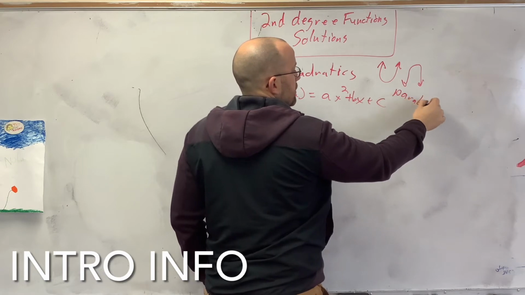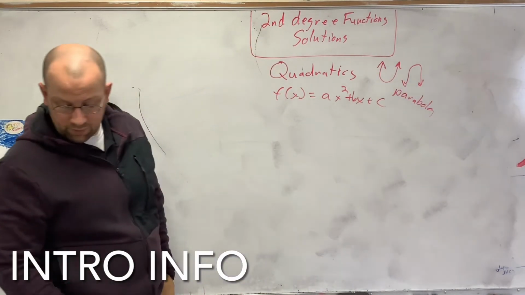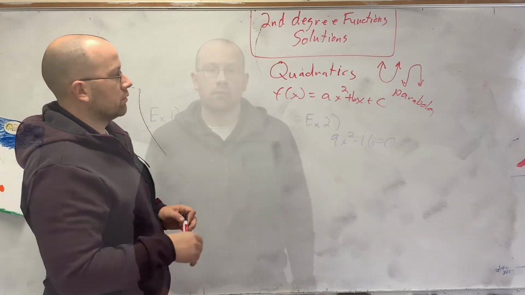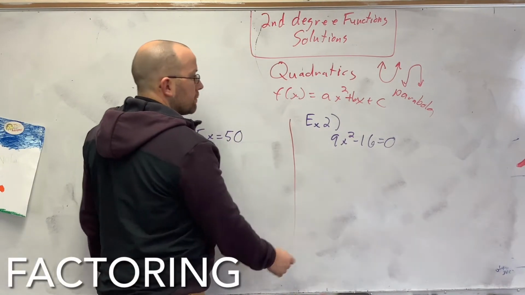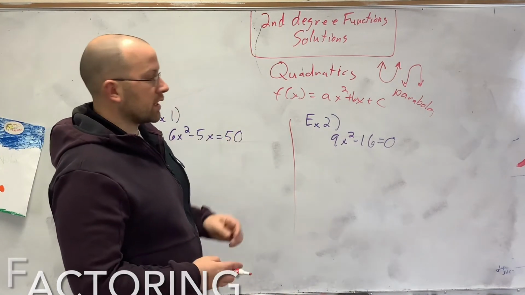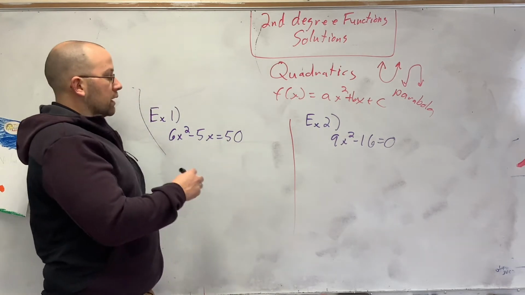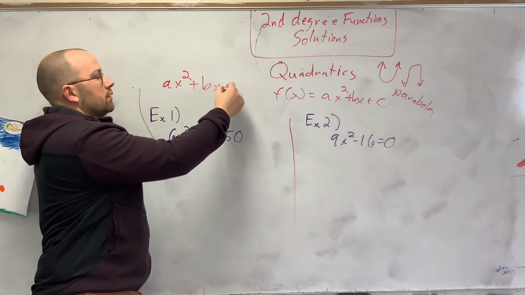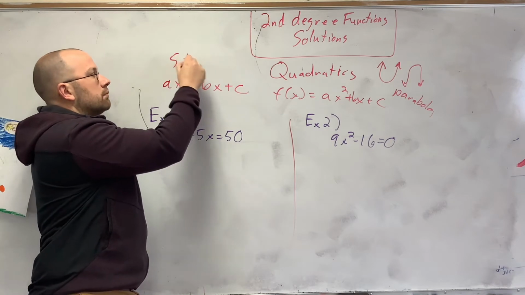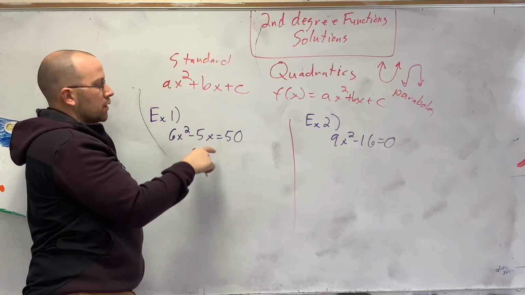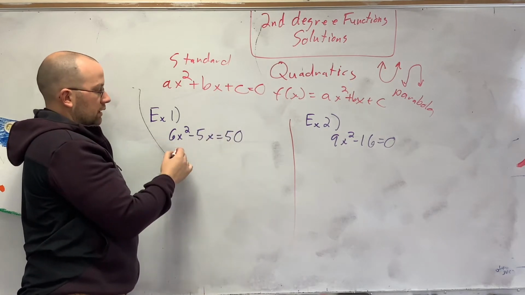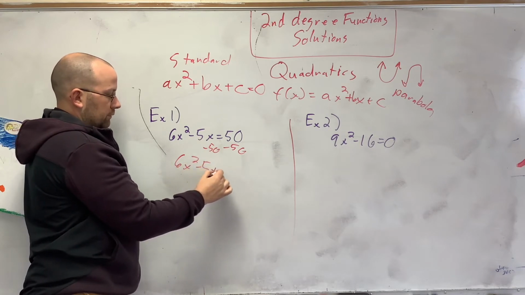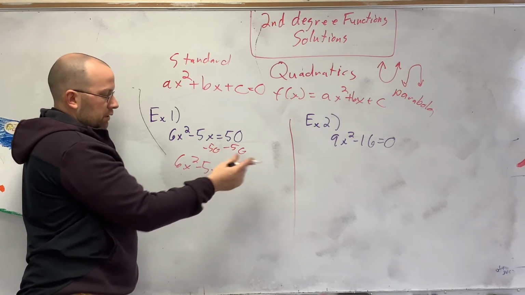It's a frowny face or a happy face, depending on the leading coefficient. And when you talk about factoring, whenever you think about quadratics, the first thing that comes to my head is factoring. So we're going to factor some stuff. To be able to factor, you have to have it in standard form. So I have to set it equal to 0, basically. I just move the 50 over, and now it equals 0.